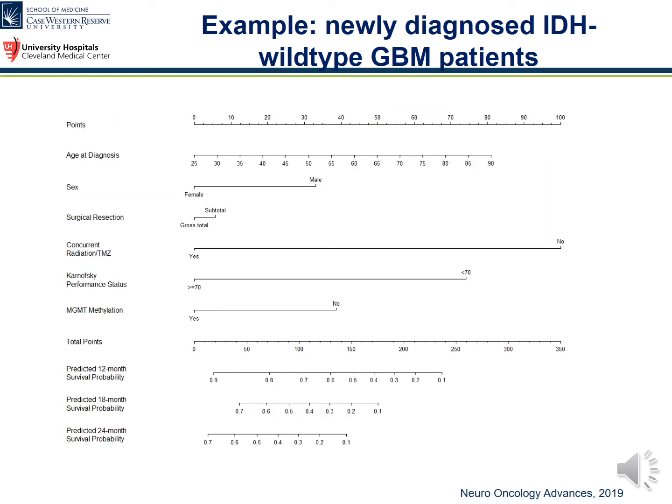Our final model, this is what a nomogram looks like. Our final model included age at diagnosis, sex, surgical resection, whether or not they had concurrent radiation temozolomide, Karnofsky performance status, and MGMT methylation. The way these models are used is, for your patient, you would record their value for each of these variables, look on this scale and figure out how many points were assigned to their value. Then you add up all the points for those variables and use the total points to assess a predicted 12-month, 18-month, and 24-month survival probability.